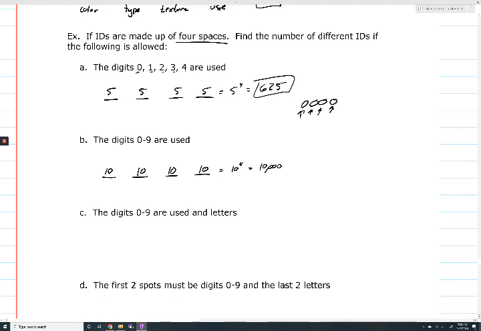So look how much bigger our pool of IDs got simply by adding more numbers. Going from 5 to 10 raises that number substantially.